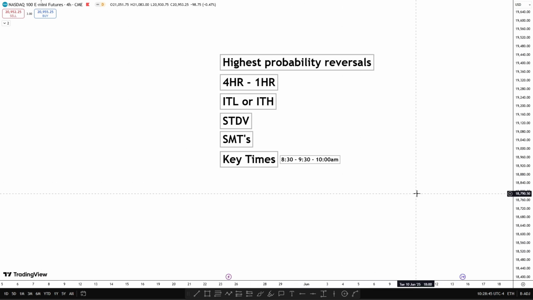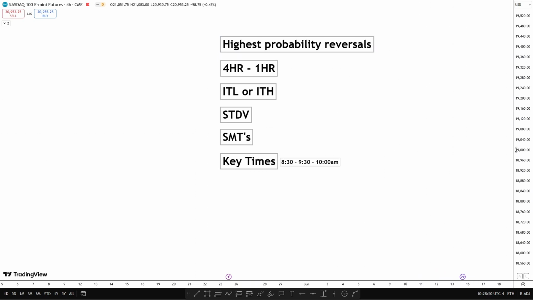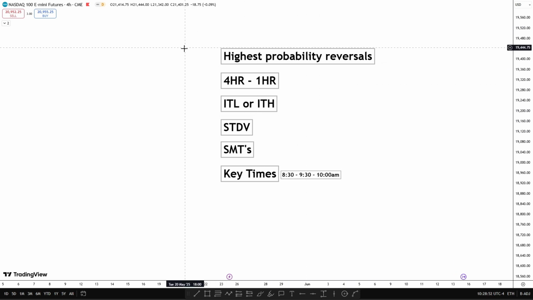Okay, so that is going to be the end of the video for highest probability reversals. This was quite a simple one in my opinion. You can screenshot this if you want. These are the key things that I look for when taking reversals in the market.